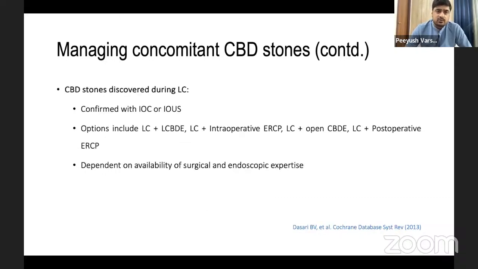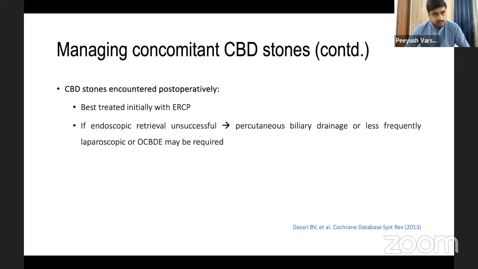When CBD stones are discovered during laparoscopic cholecystectomy and are confirmed with intraoperative cholangiogram, options are laparoscopic chole with CBD exploration, intraoperative ERCP, or open CBD exploration if expertise is not available, depending upon the surgical and endoscopic expertise. And if detected postoperatively, obviously ERCP is there, but it has to be kept in mind that a third procedure may be required if ERCP is unable to clear the stones.